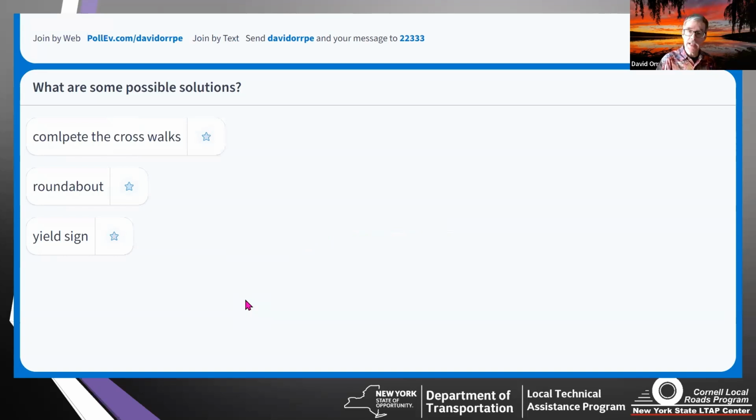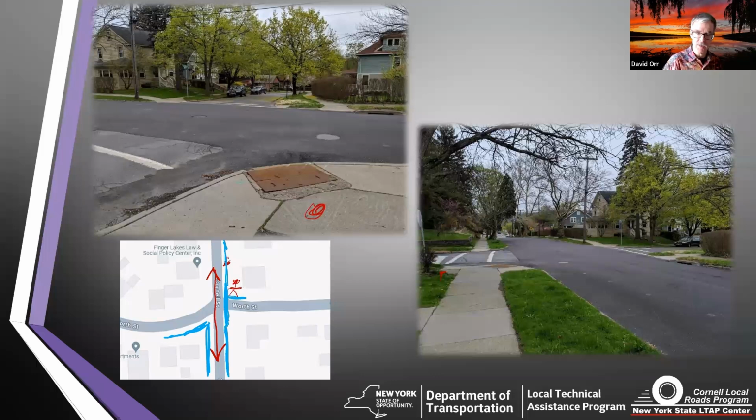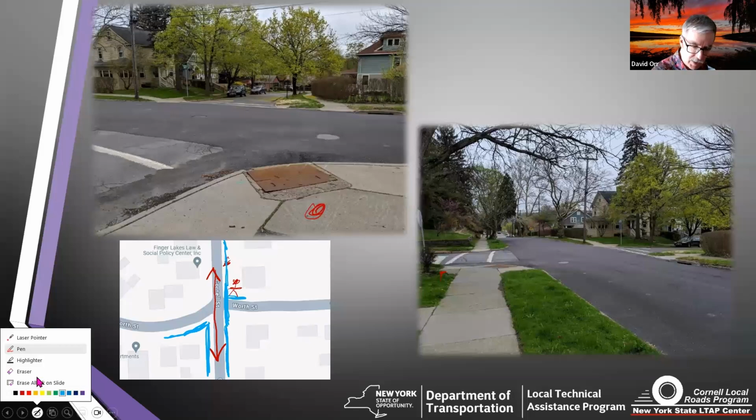So go for it. Complete the crosswalks. I like that idea. To me, that's one of the things I'd like to see us do more often. The public doesn't know. They don't realize what the right-of-way is. They have no idea. In fact, I'll go back up here and I'll show you what I'm talking about. While people, you can keep putting your ideas in, by the way. I promise, I'll go back and look at them.